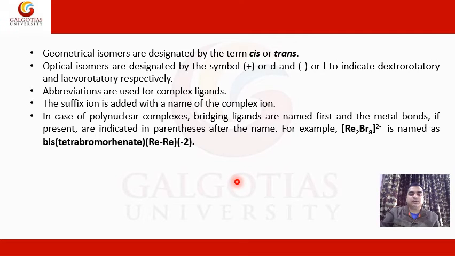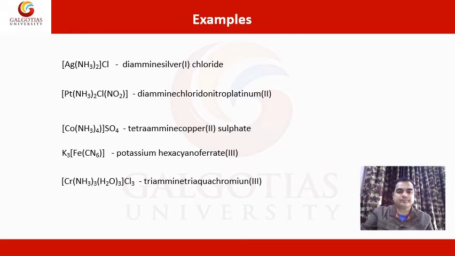In case of polynuclear complexes, bridging ligands are named first, and the metal-metal bonds, if present, are indicated in parentheses after the name. This is an example of this type. So these are some of the rules that can be utilized for giving the names of coordination compounds.